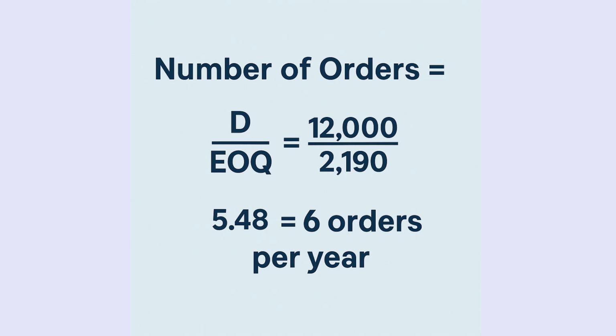We can also find the number of orders to be placed in a year using number of orders equals D divided by EOQ. That is, 12,000 divided by 2,190 equals 5.48, equals 6 orders per year. So Full-Site Manufacturing should place about 6 orders per year, each for 2,190 units.